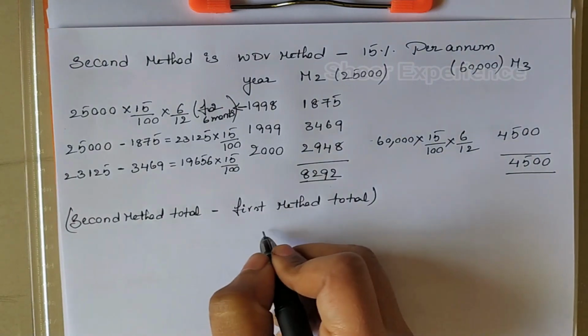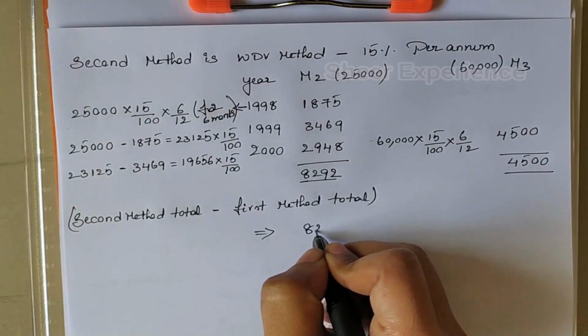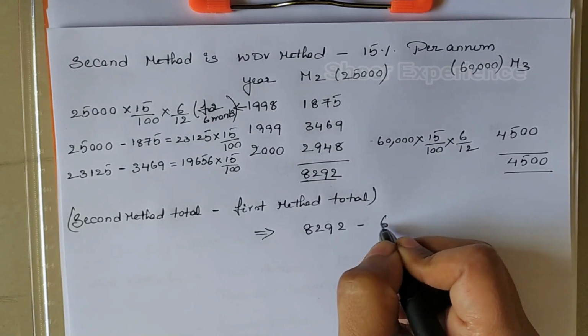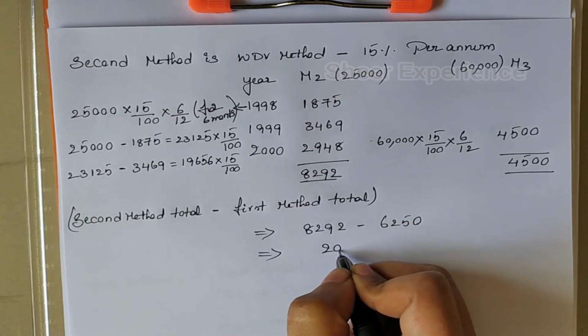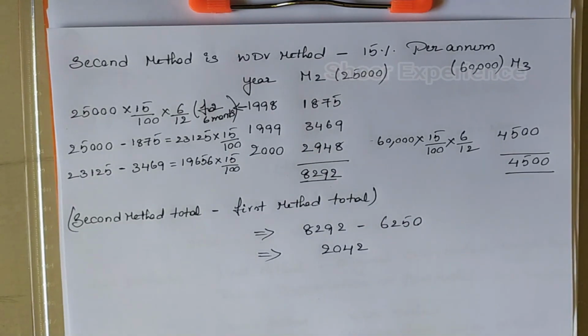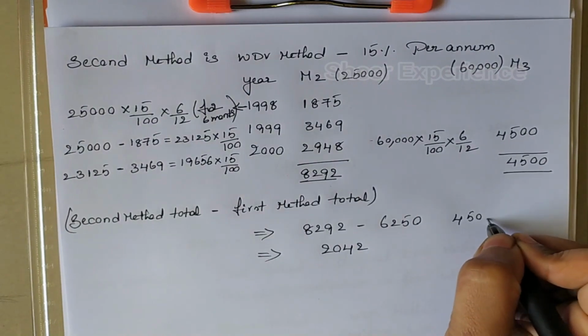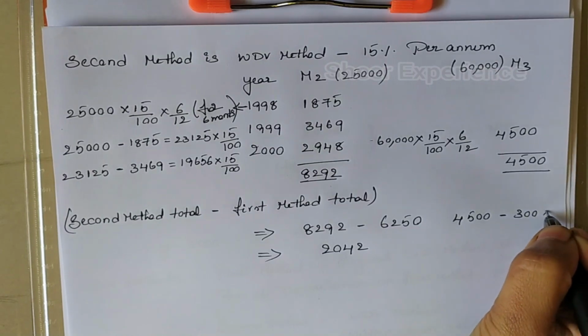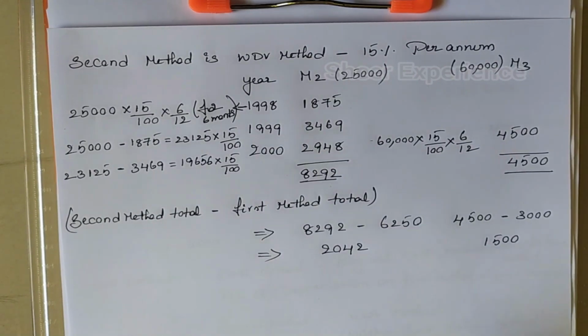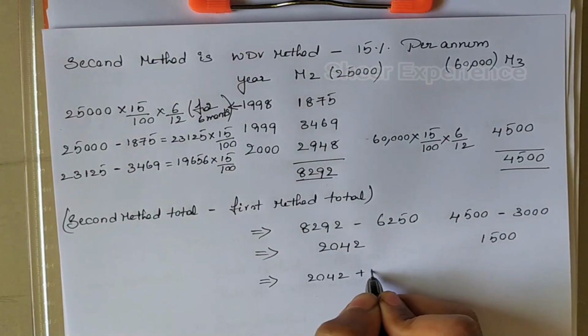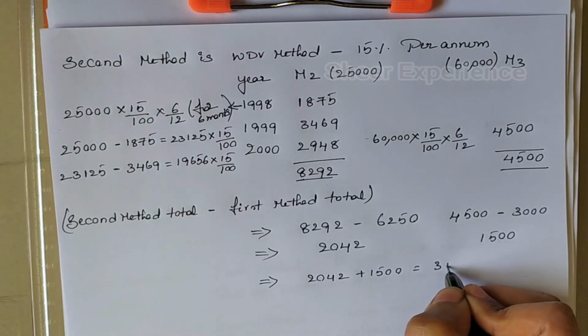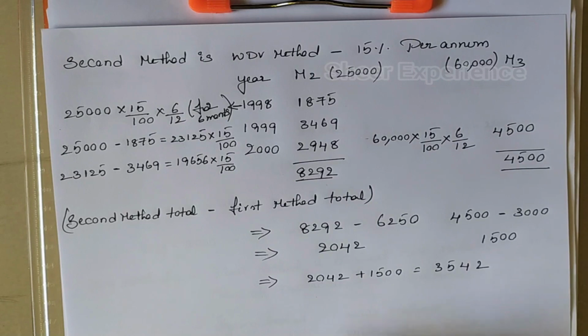For Machine 2, the second method total depreciation amount is 8,292 and the first method total depreciation amount is 6,250. So, 8,292 minus 6,250 comes to 2,042. For Machine 3, it is 4,500 minus 3,000, which comes to 1,500. Now we will add these two amounts, that is 2,042 plus 1,500, which comes to 3,542. This is our adjusted depreciation amount.